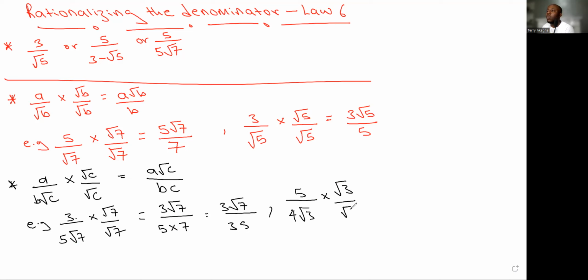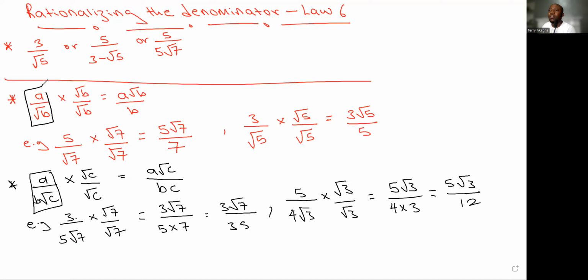Divided by what? Root 3. And that will give you 5 times root 3, which gives us 5 root 3 divided by 4 times 1, which will give us 4 multiplied by root 3 times root 3, which will give us 3. And that will give us 5 root 3 divided by what? 12. So we talked about the first one, when you have it like a over b root c.